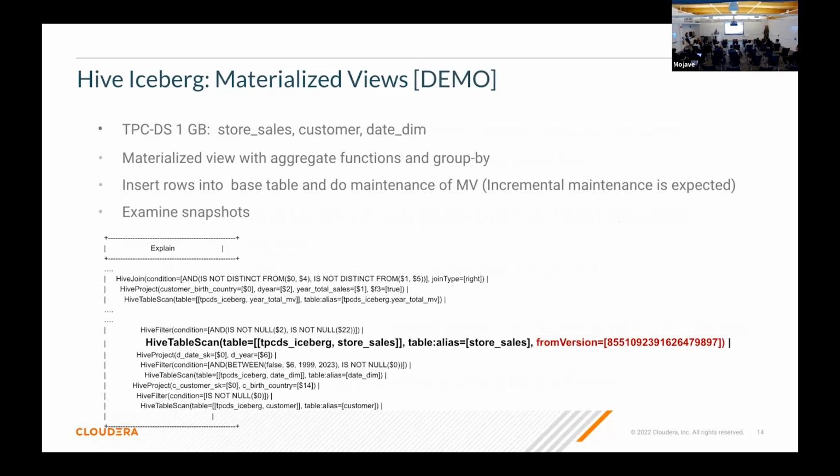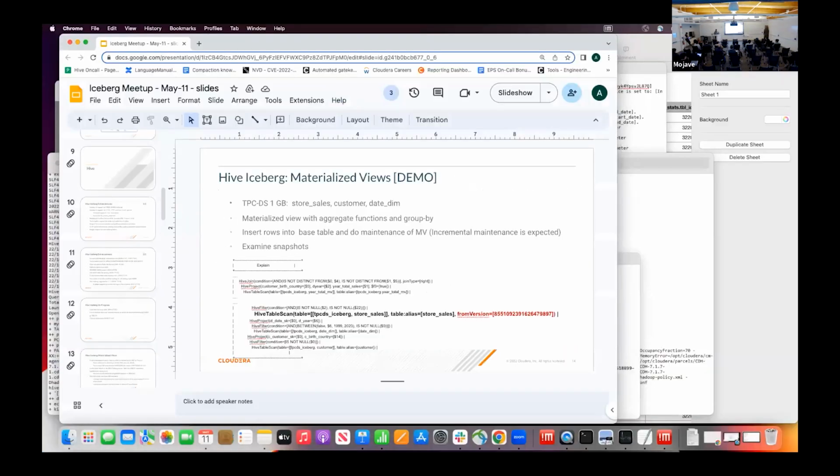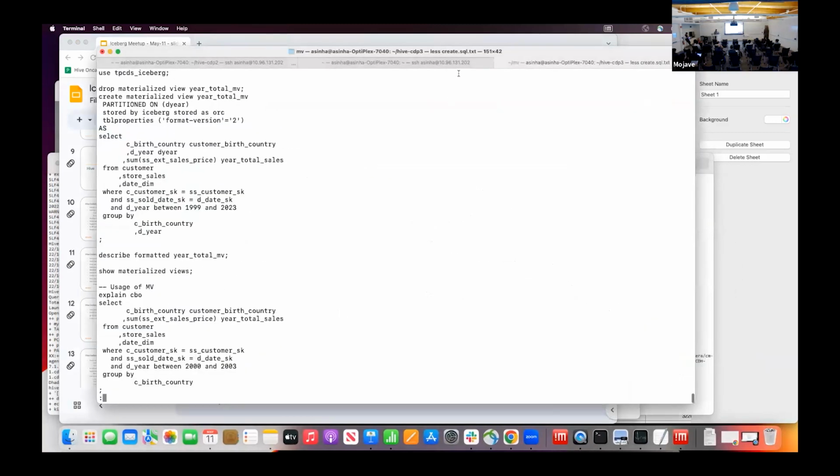Okay, so for the demo, I'll do a short demo on TPCDS on a 1 GB scale factor, where I'm joining 3 tables and doing some group by and aggregation. And then I'm going to show what happens when we insert data into the base table. So let me just switch to a terminal.